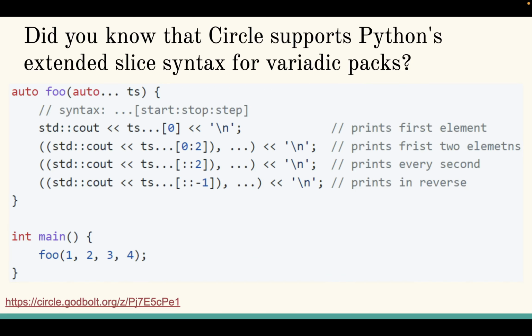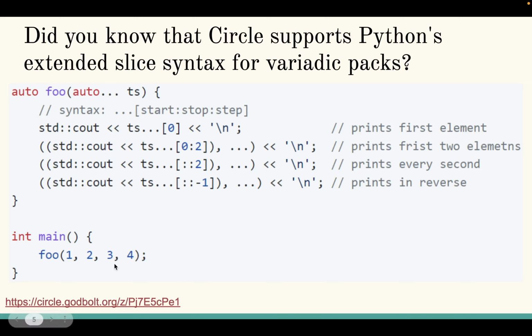Okay, the next one. Did you know that Circle supports Python's extended slice syntax for variadic packs? Before getting into the example, let me explain what Circle is in C++. You might already know in C++20 there is a new language feature called concepts. Concepts will be a replacement for template metaprogramming, and also the template feature that we have had since C++11. And there will be a lot of tools and libraries for these concepts. One of them is the Circle meta library that has been introduced in C++23, and it has a lot of features. You will see some of them in this video.